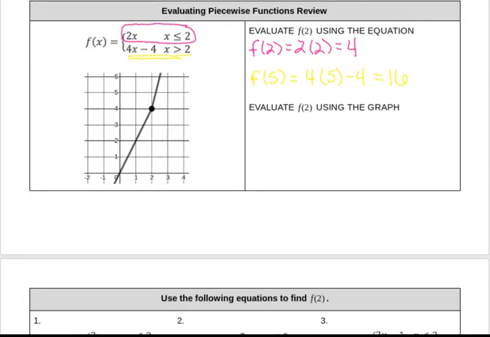Then if we're evaluating f of 2 using the graph, it means where is there a closed circle for x equals 2. So at x equals 2, there's a closed circle right here at 4. So f of 2 from the graph is also 4.